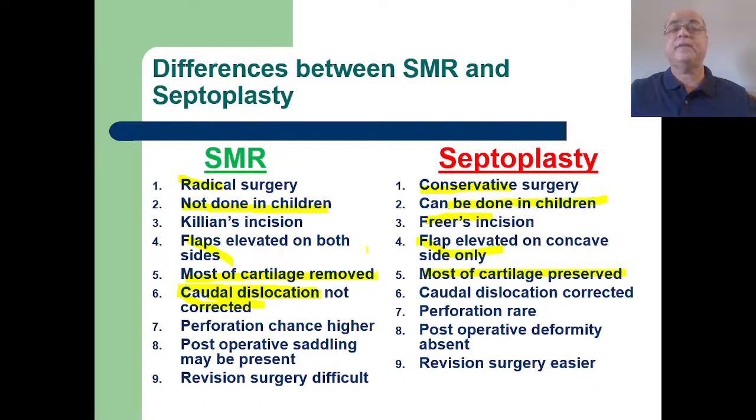while this caudal dislocation can be corrected with septoplasty. Perforation, or even the complication rate, is higher with SMR while it is less with septoplasty. So perforation chance is higher in SMR, here it is less. Same with post-operative deformity, which is less or almost absent. In case of post-operative saddling deformity, more chances in SMR. Revision surgery is difficult in SMR, while revision surgery is easier in case of septoplasty.